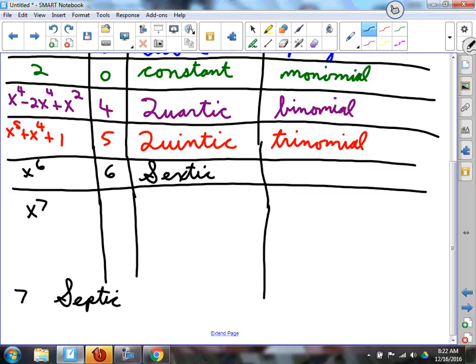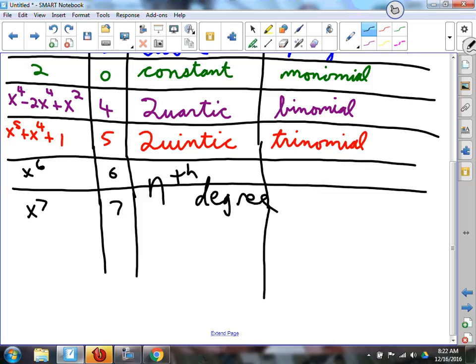So, if the degree is anything bigger than 5, we just say it's an nth degree polynomial. If the degree is 6, it's a 6th degree polynomial. If the degree is 11, it's an 11th degree polynomial.